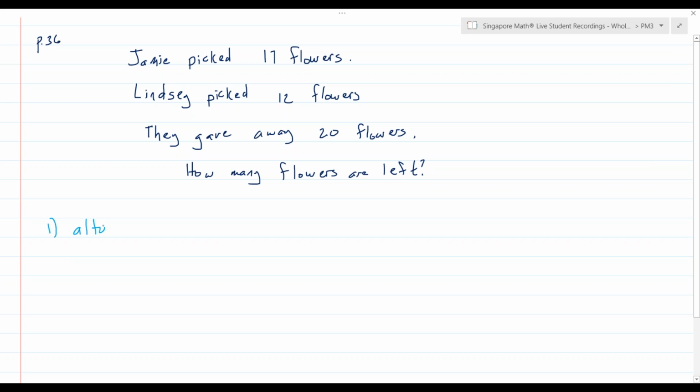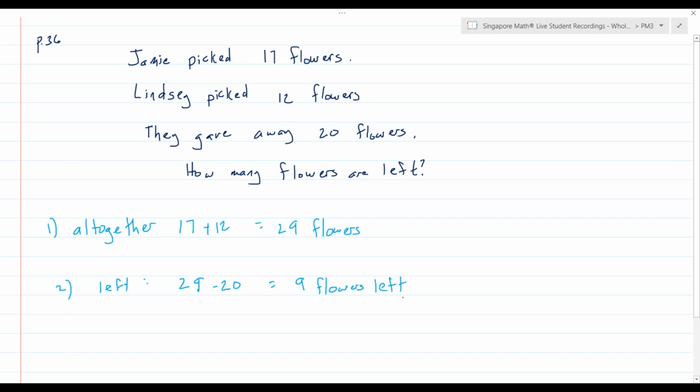So to find out how many they had altogether, you know that that's going to be adding them together. So 17 and 12 gives us 2 10s and 9 1s. There are 29 flowers. Then the next question is, how many were left? Well, they had the 29 flowers and they gave 20 of them away, so that tells us there were 9 flowers left.